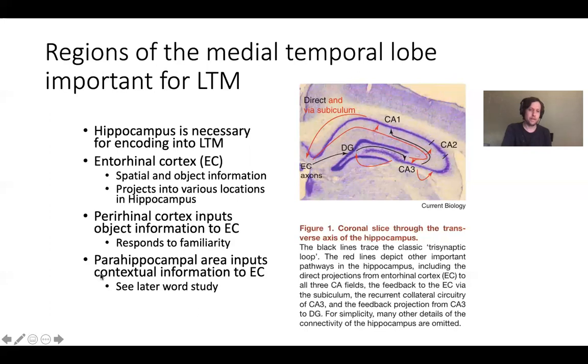And then the parahippocampal area, as I mentioned before, also inputs information into the entorhinal cortex. But whereas parietal cortex inputs item information, what information, parahippocampal cortex inputs contextual information. Oftentimes that's studied in terms of information about where things are located, but there are other types of contextual information too. I mentioned color earlier, the color of a room. That was probably the one example I'll stick with.